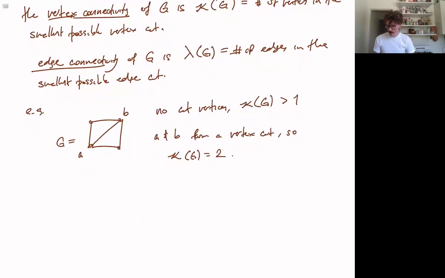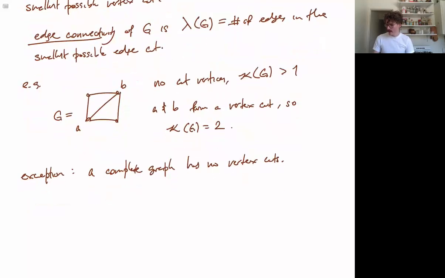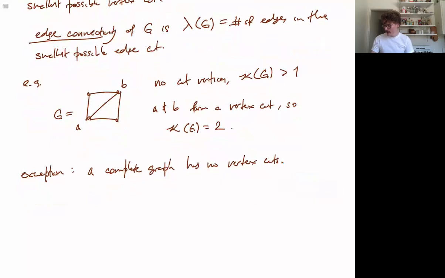And we make an exception. So for vertex connectivity, we need to treat complete graphs differently, because a complete graph has no vertex cuts. So let's just verify that in an example real fast. Let's just use the complete graph on 3 vertices, namely a triangle. And let's just check them all.